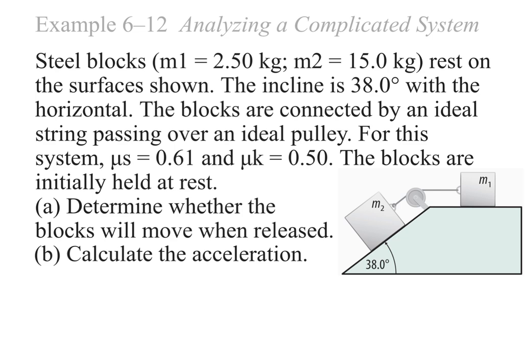For this system, they've given us this first guy. What does that mean when they give me mu of S? So mu of S is my static coefficient. Mu of K then is my kinetic coefficient. So this is the one we're going to have to use to figure out if it's moving. This is the one we're going to have to use to figure out how fast it's moving.